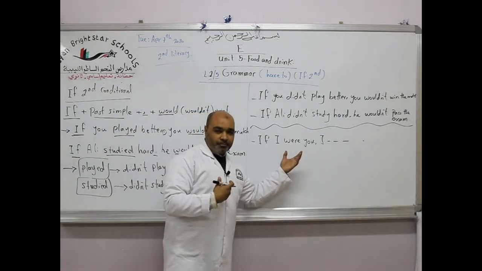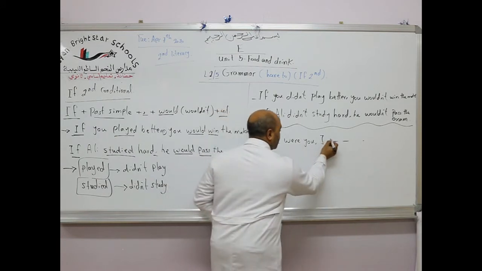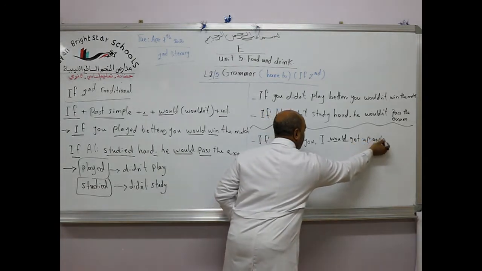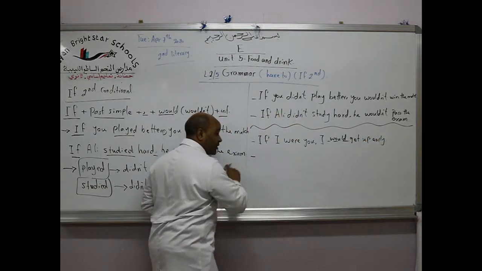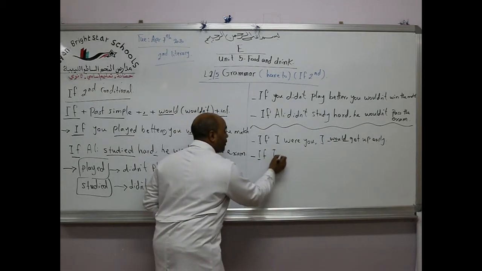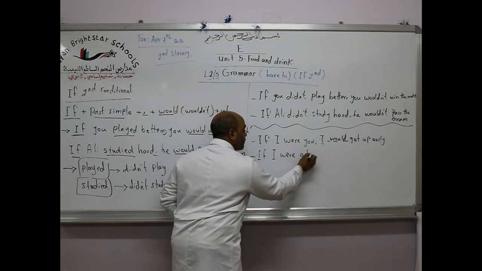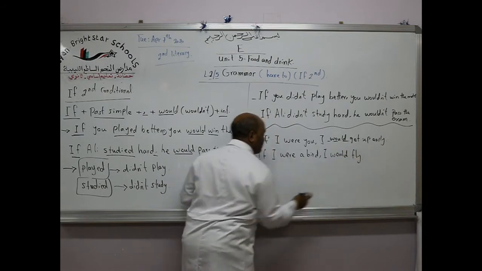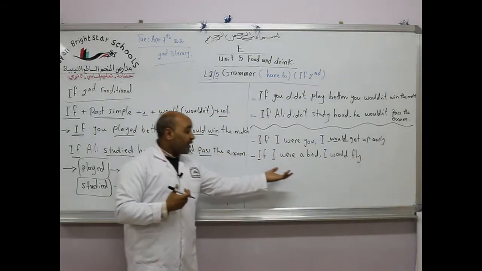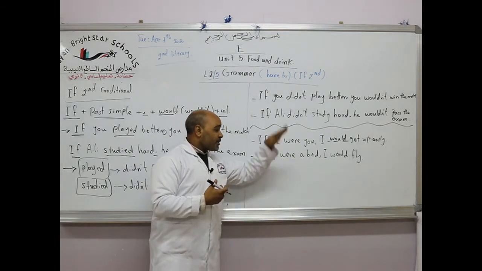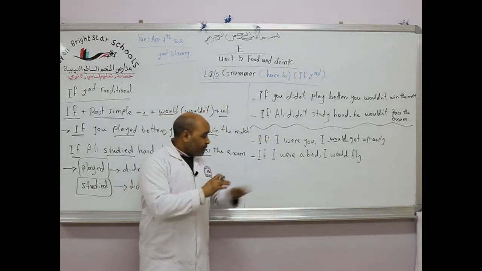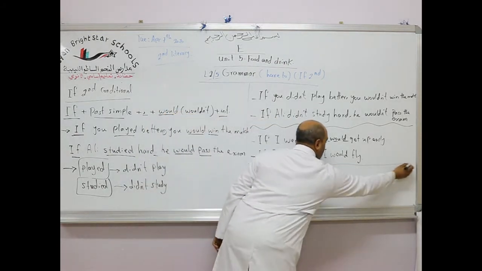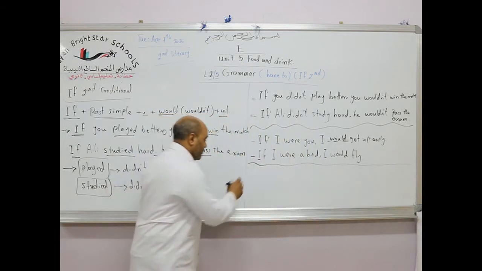So if I were you, for example, I would get up early. Or for something impossible: if I were a bird, I would fly. Now, I'm not a bird, so I can't fly. So we use the second one for something impossible by using if I were you. If you understand this, you can answer this question.